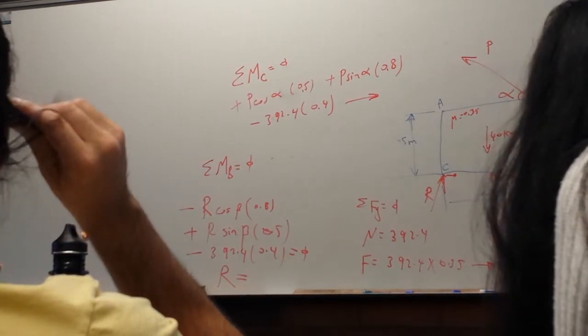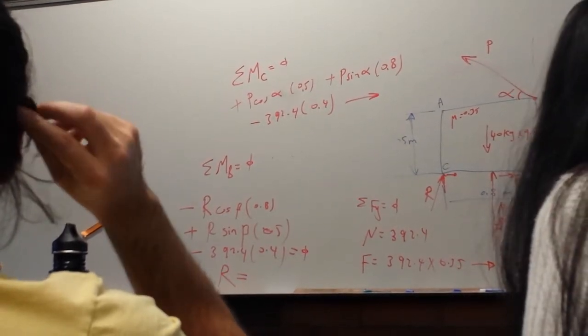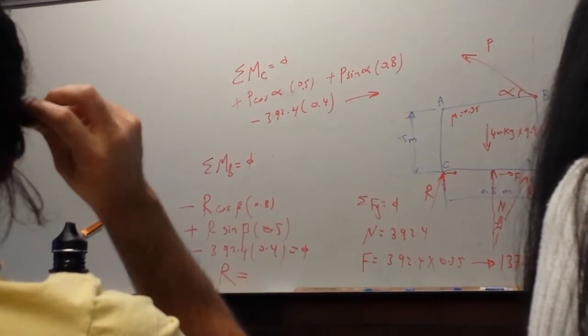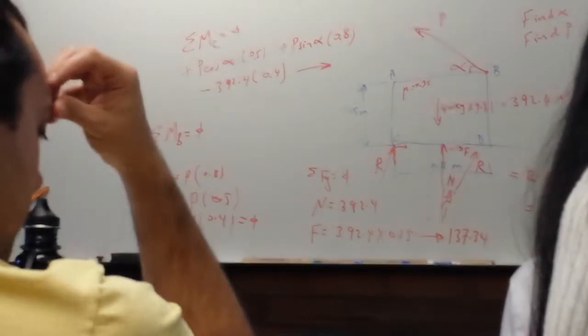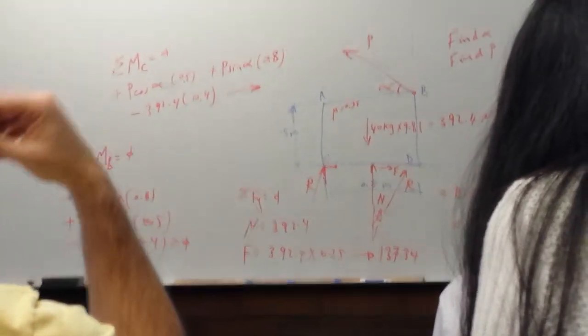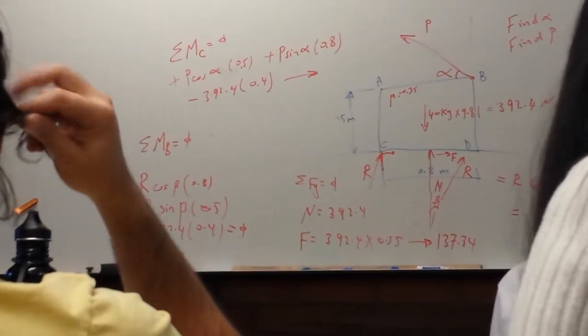Sine alpha is here. So for R, we don't have beta. We do have beta. So if I know R, I know that.